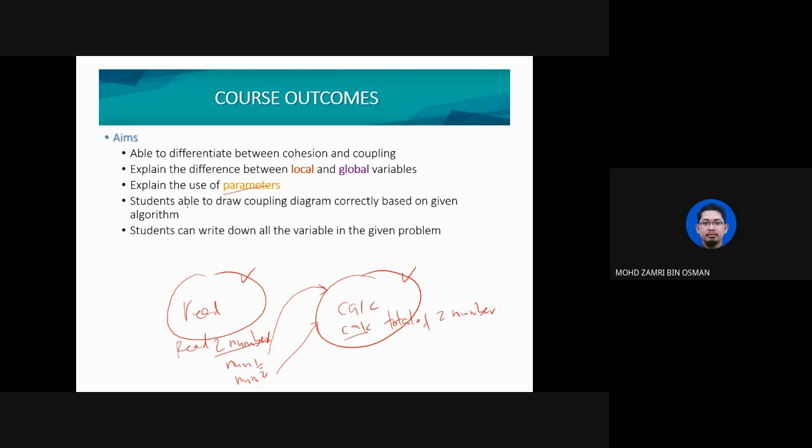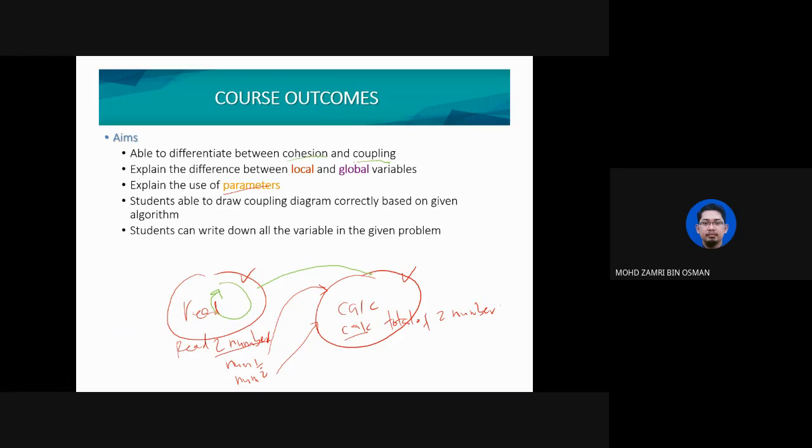Okay, so the student should be able to draw a coupling diagram correctly based on the given algorithm. Later we're going to see how we can design the coupling and also cohesion. To be basic regarding cohesion and coupling, cohesion is within the module, okay, within the module. But coupling is inter-module, meaning it has a connection between the read and the calculate module.